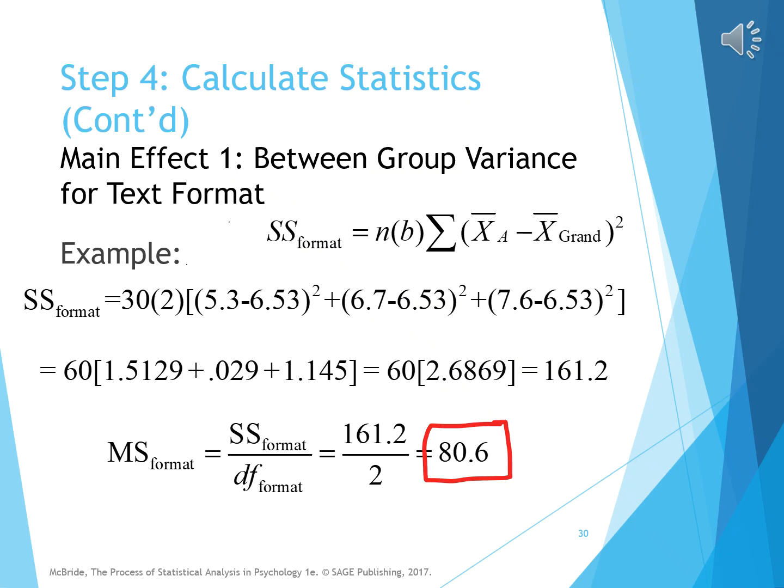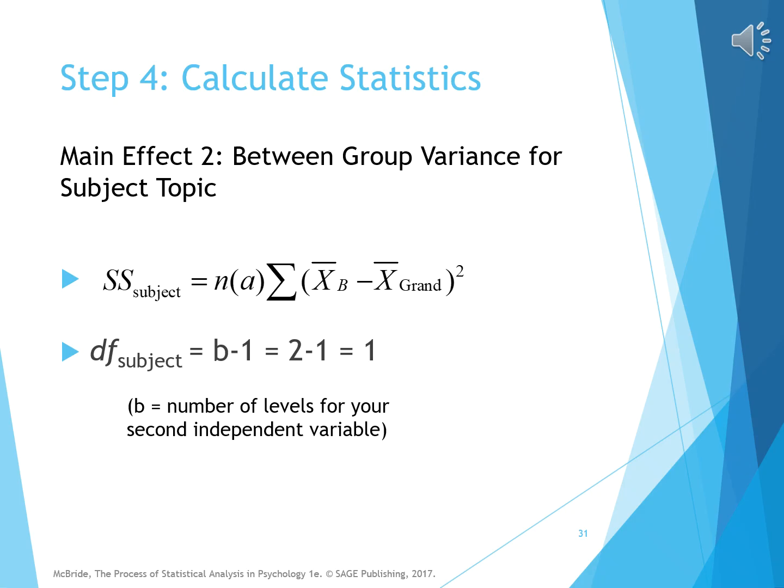And then you divide that by the degrees of freedom we found a couple slides ago, which is 2. And you get, finally, a mean squared between of 80.6. We still need to calculate a within groups variance, or a mean squared within, but it turns out that it's the same for all of the F tests. So we can calculate it at the end, and we won't have to worry about calculating a different version of the within groups variance for each of the 3 hypothesis tests that we're doing.